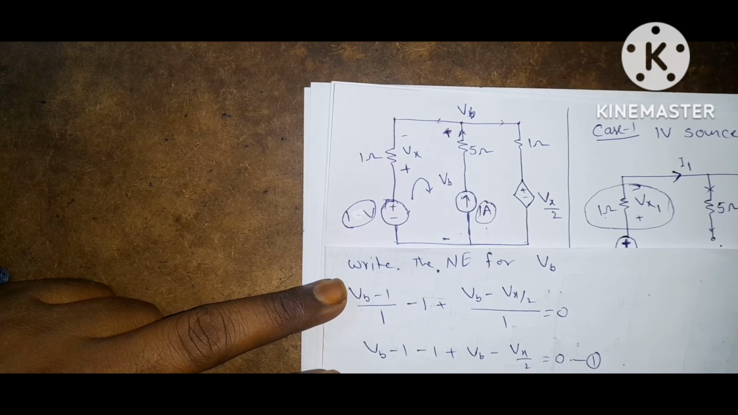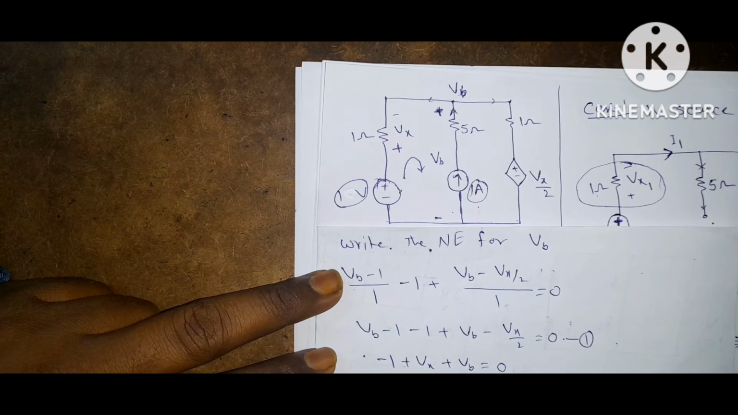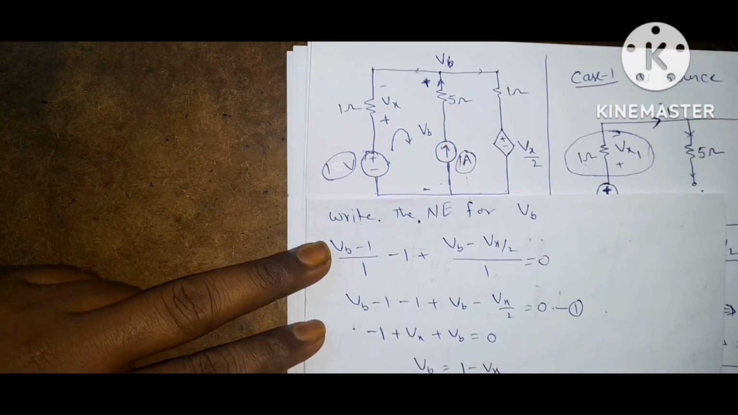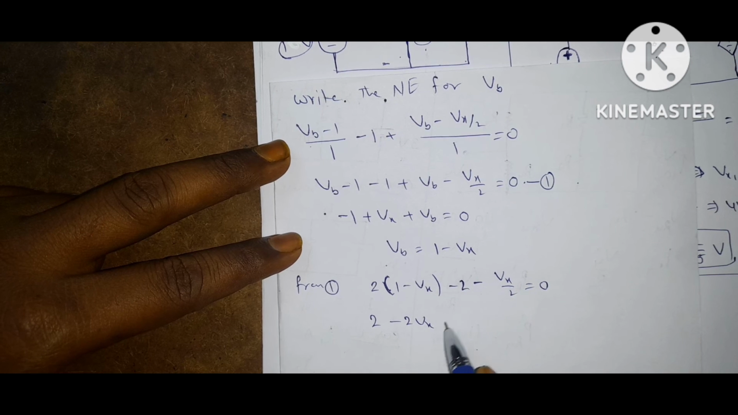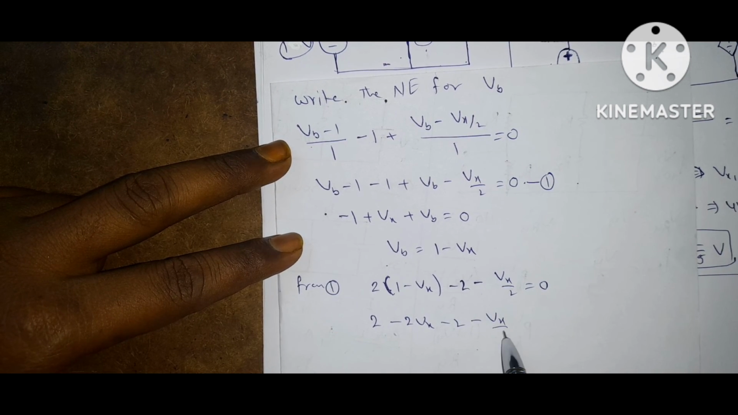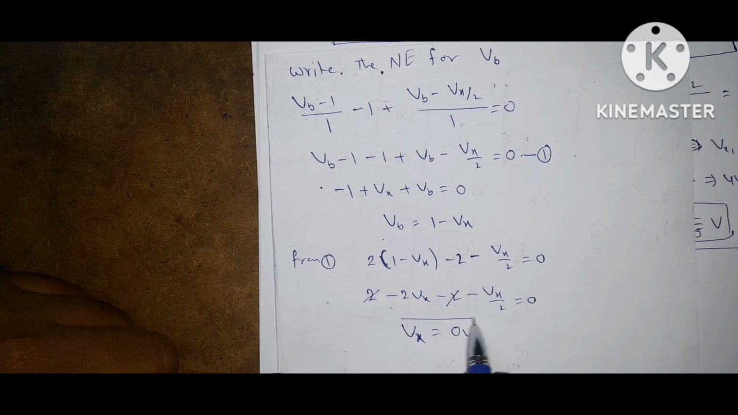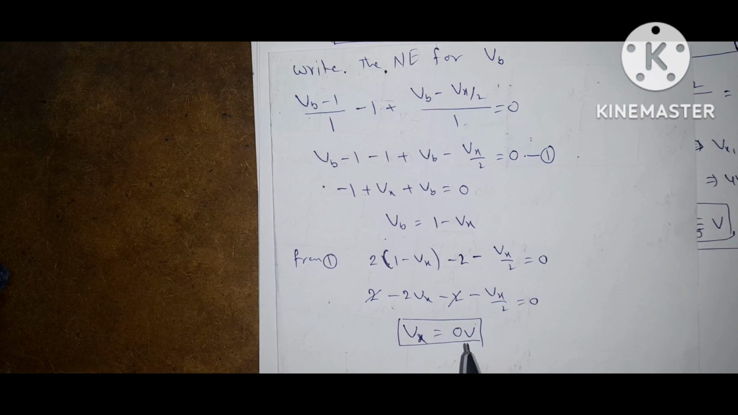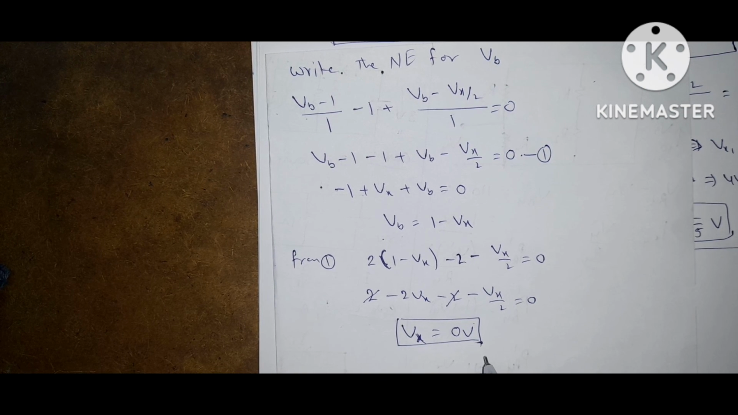From equation 1, this is 2 Vb, so 2 into 1 minus Vx, minus 2, minus Vx by 2, is equal to 0. So 2 minus 2Vx minus 2 minus Vx by 2 is equal to 0. The plus 2 and minus 2 cancel, so you will get Vx is equal to 0 volts. So in both cases we get the same answer. In the next video we will discuss some more problems on this concept, that is the superposition theorem. Thank you for watching.